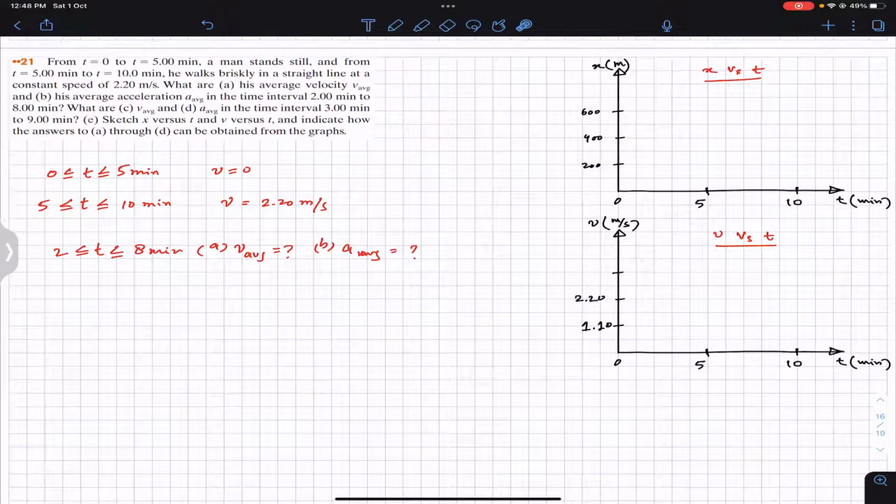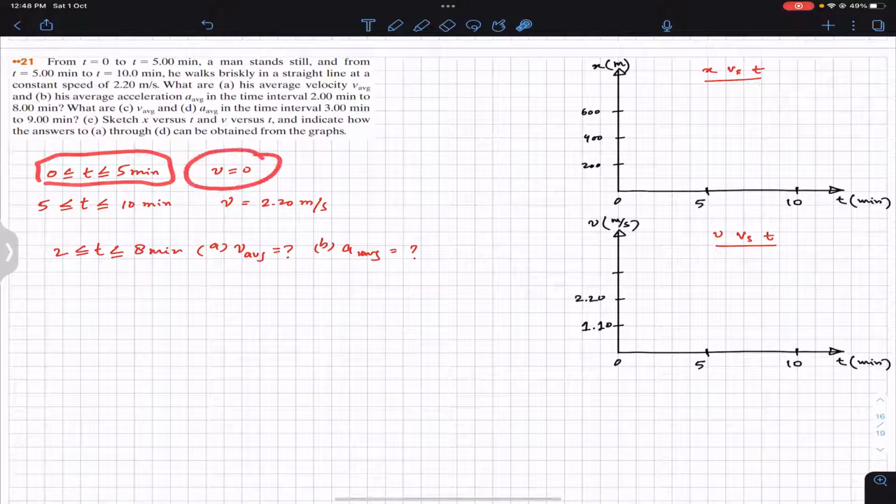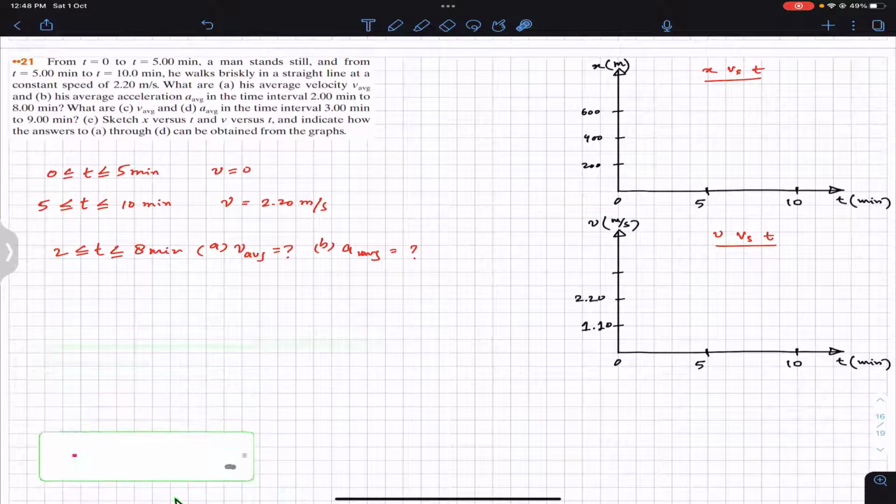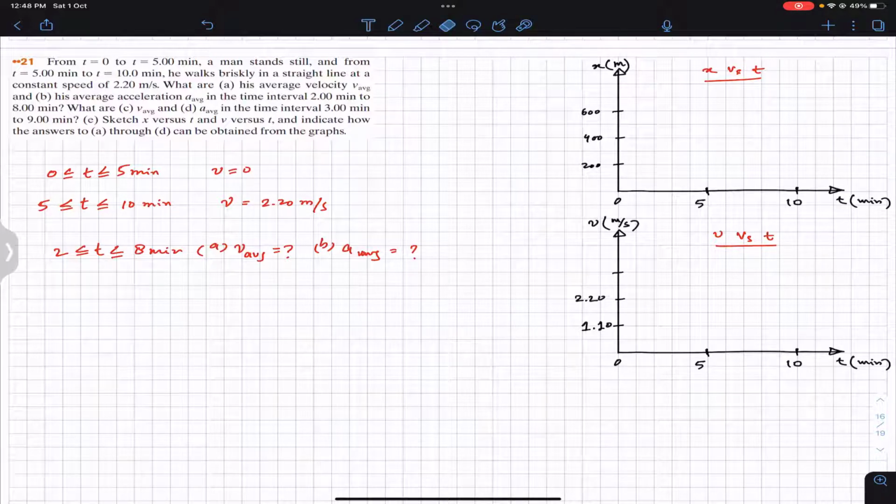So while reading the statements, we can say that from t equals 0 until t equals 5 minutes, the velocity is 0. So if this is v versus t, with v in meters per second on the y-axis and t in minutes, we can plot this. Since the time intervals are given in minutes, I'm going to consider the velocity in meters per minute. This is given in meters per second, so we need to convert the unit.